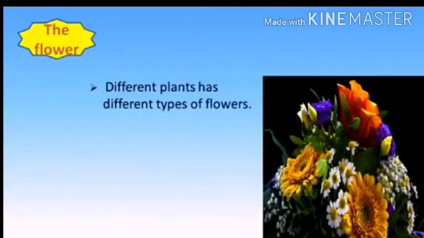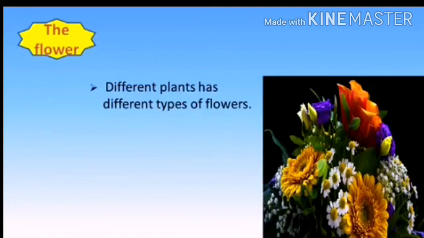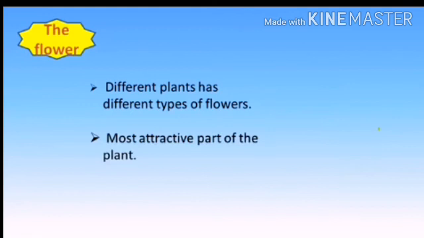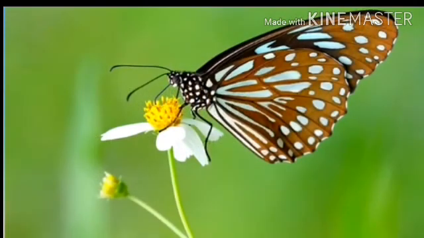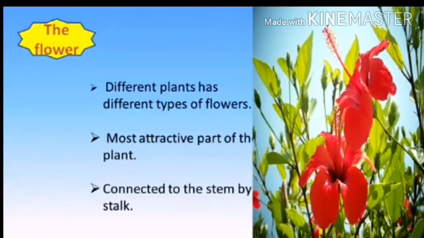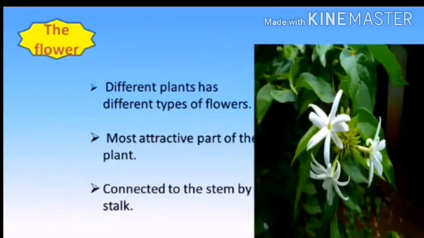Now let's see the next part, that is the flower. Different plants have different types of flowers. Flowers are the most attractive part of the plants, as they have attractive color and attractive smell, and inside they have nectar, so insects are attracted towards them. Flowers are connected to the stem by a stalk. For example, hibiscus is connected to the stem by the stalk. In some plants the stalk is large, while some plants have a small stalk. See in the jasmine plant, they have a small stalk.